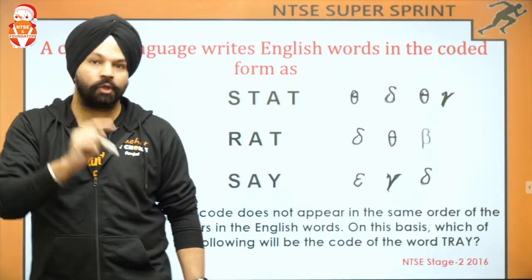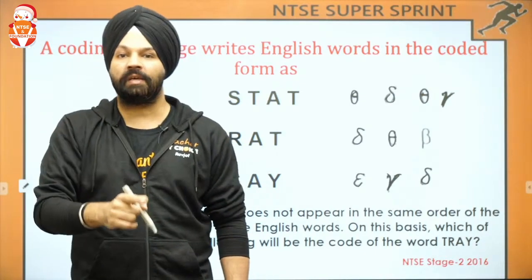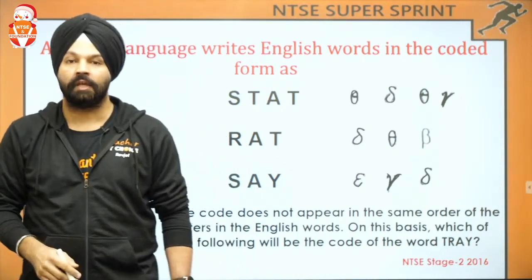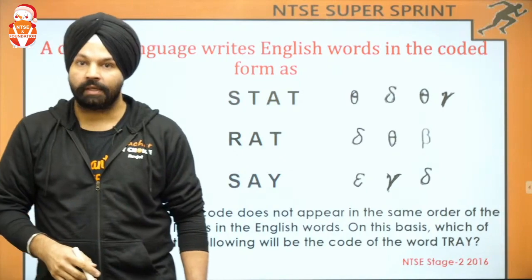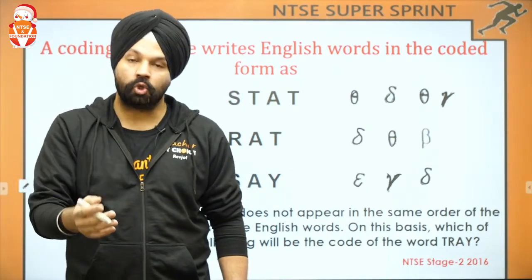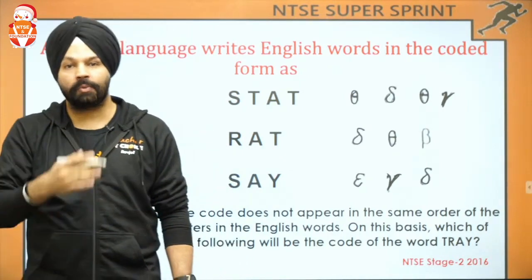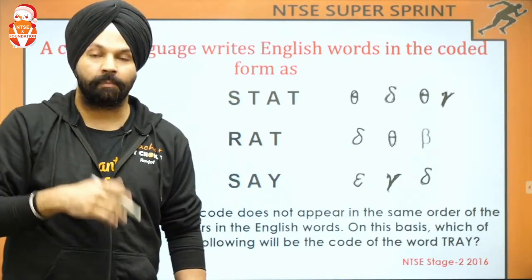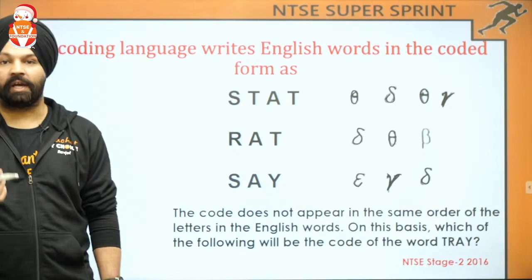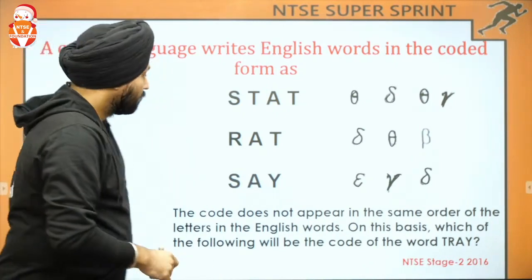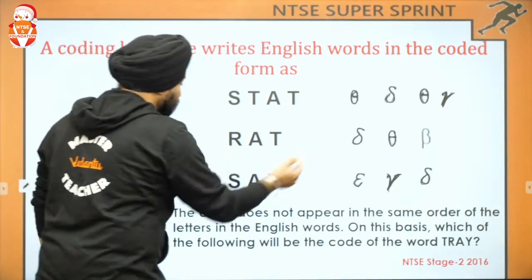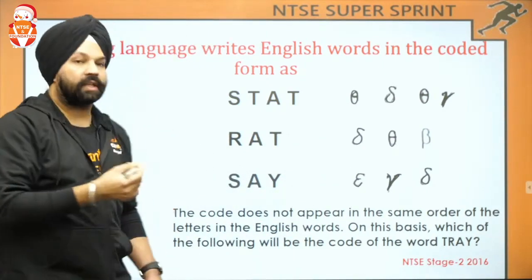Because you need to know that in the NTSE examination, they never bother to give you good options. Good options in the sense, the options which may dodge you. So, they make the question good, but write the options just like that. And when options are written just like that, those options help us in solving a question with the help of options. See how. He says the code for stat is this, the code for rat is this, the code for say is this, and they are not in the same order.